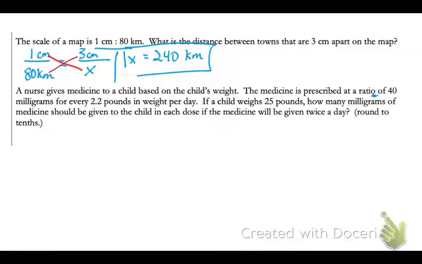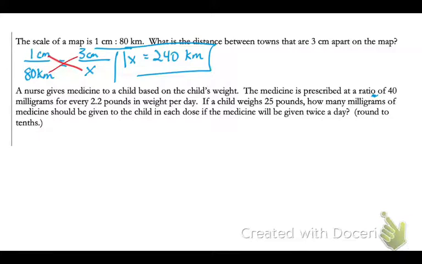Proportions are also useful with medicine. So a nurse gives medicine to a child based on the child's weight. The medicine is prescribed at a ratio of 40 milligrams for every 2.2 pounds in weight per day. If a child weighs 25 pounds, how many milligrams of medicine should be given to the child in each dose of the medicine, which will be given twice a day?